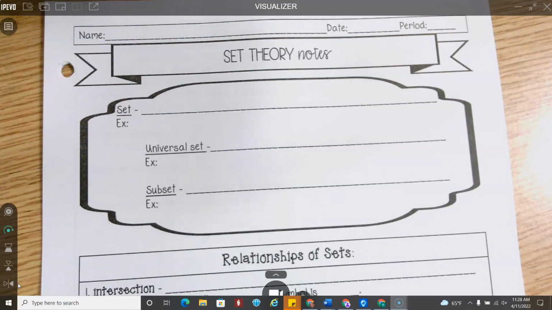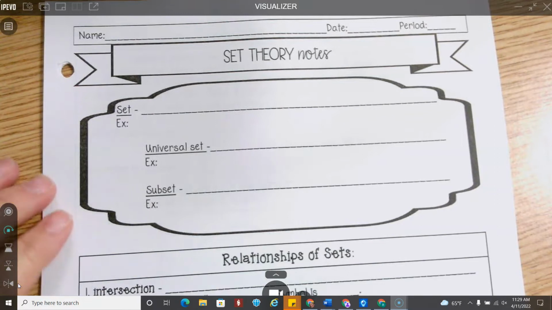So our first section on probability is talking about set theory, which is basically using set notation, different types of sets, how we notate the set, how we describe relationships between sets, and how we notate those. So that's what we're doing today.